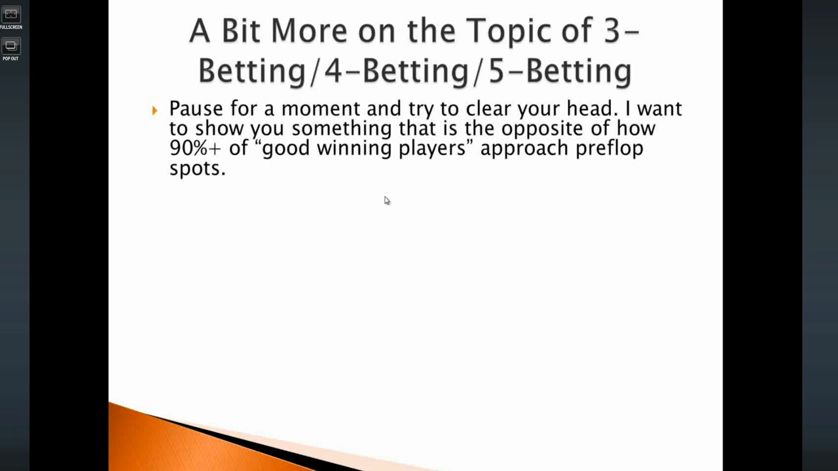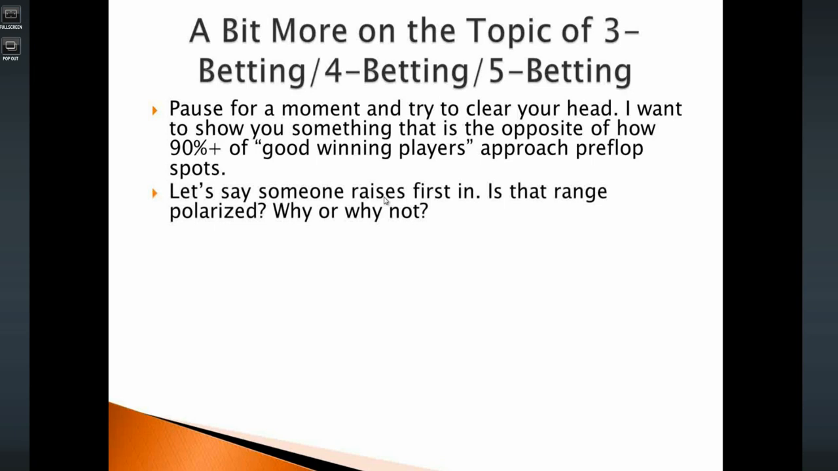Pause for a moment and try to clear your head. I want to show you something that is the opposite of how 90% of good winning players approach preflop spots. At higher limits, people of course understand this a lot better, but if you're playing reasonably low, this is probably something which should hopefully give you an aha moment, because most people are just so wrong on this. So clear your mind. Let's say someone raises first in. Is that range polarized? Why or why not? So think about it real quick.